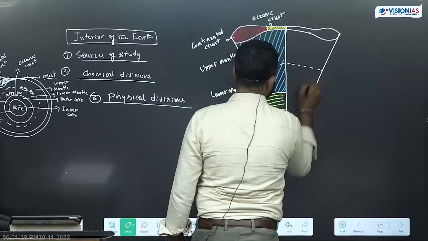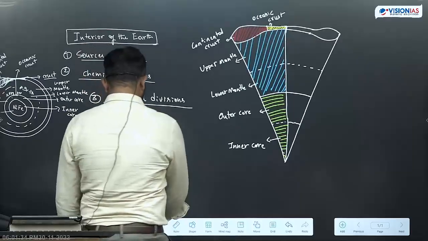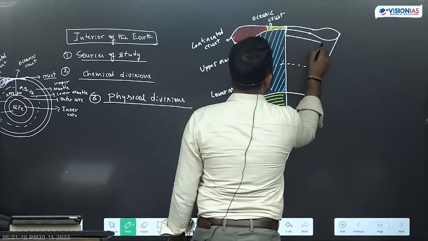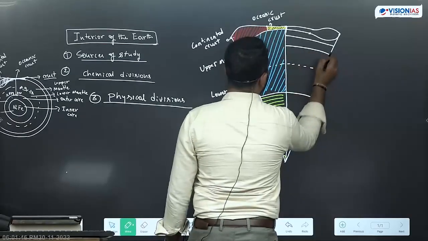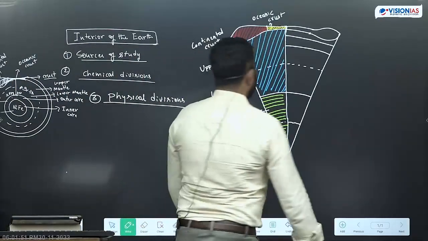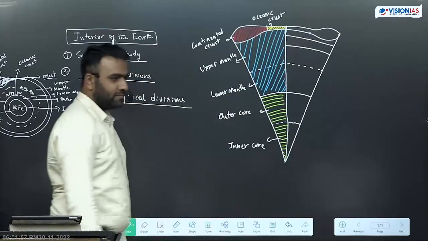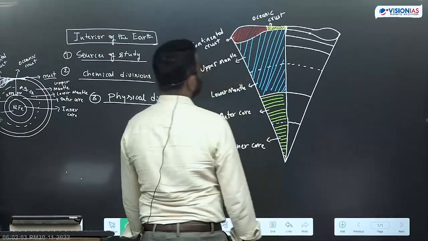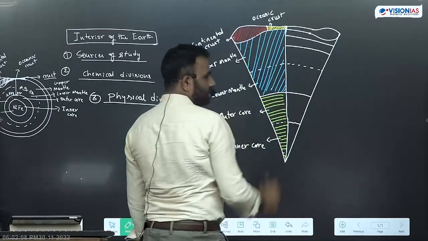Physical divisions of the Earth's interior involve again 4 layers. Chemically, crust is different from mantle. Crust is made up of silica, higher silica content, right? Mantle has lower silica content. The mantle is divided into upper mantle and lower mantle.